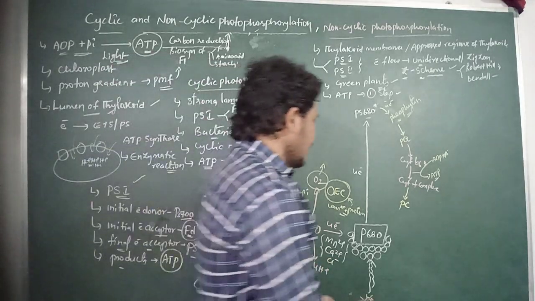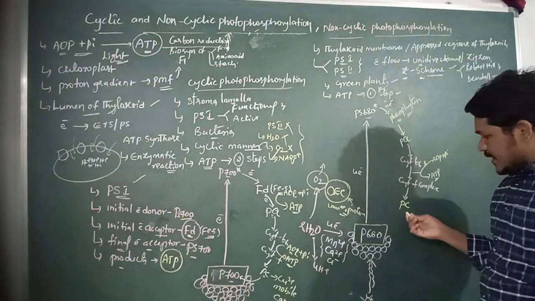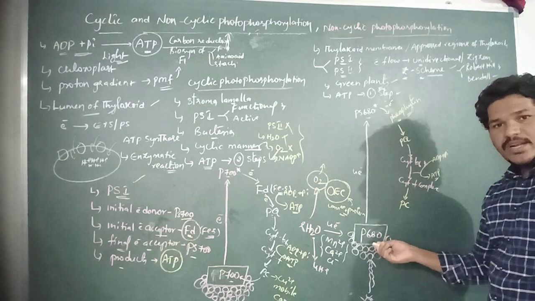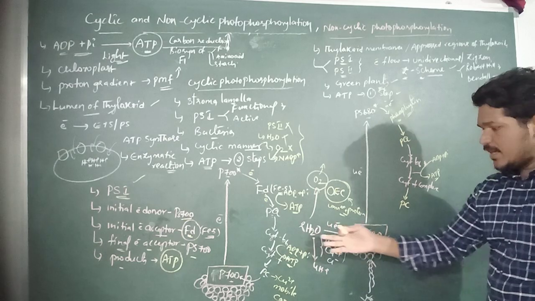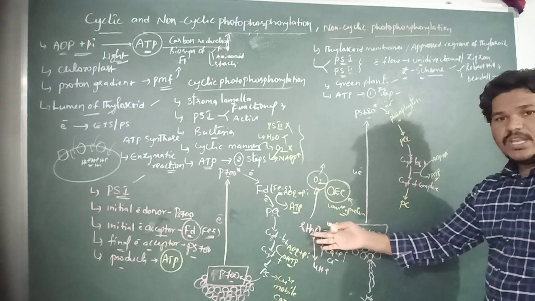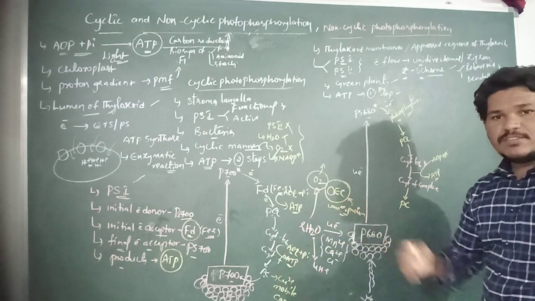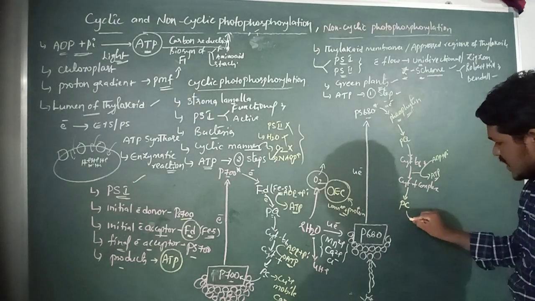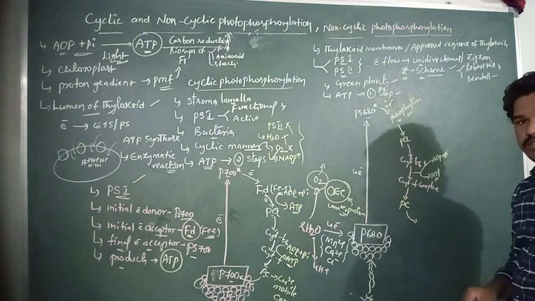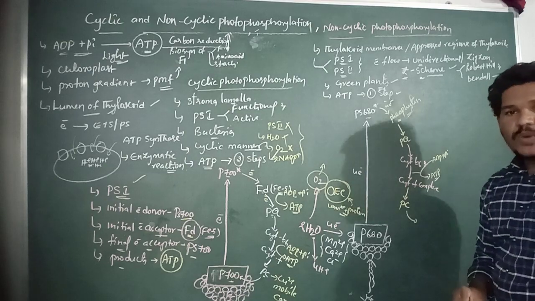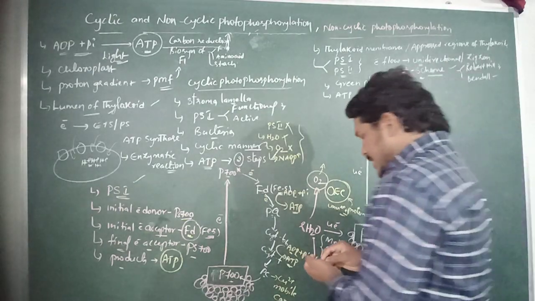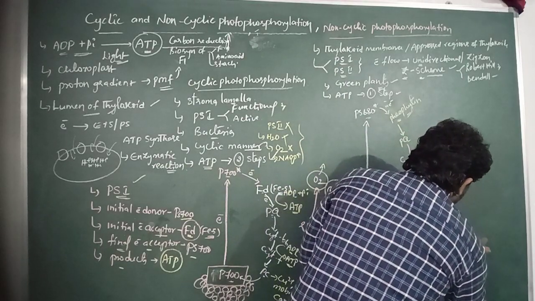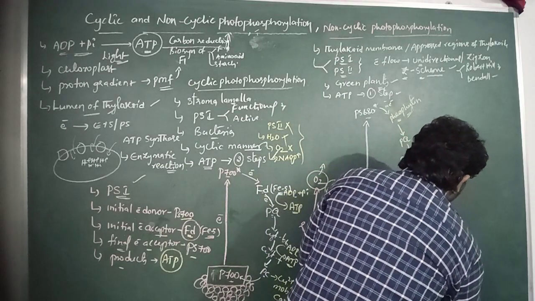And then here the plastocyanin does not transfer the electrons to the P680, because here the electrons are already replaced by the water molecule, particularly the electrons which are released from the water molecule. So here this plastocyanin transfers the electrons to PS1, that is P700. So here P700 is photosystem 1.